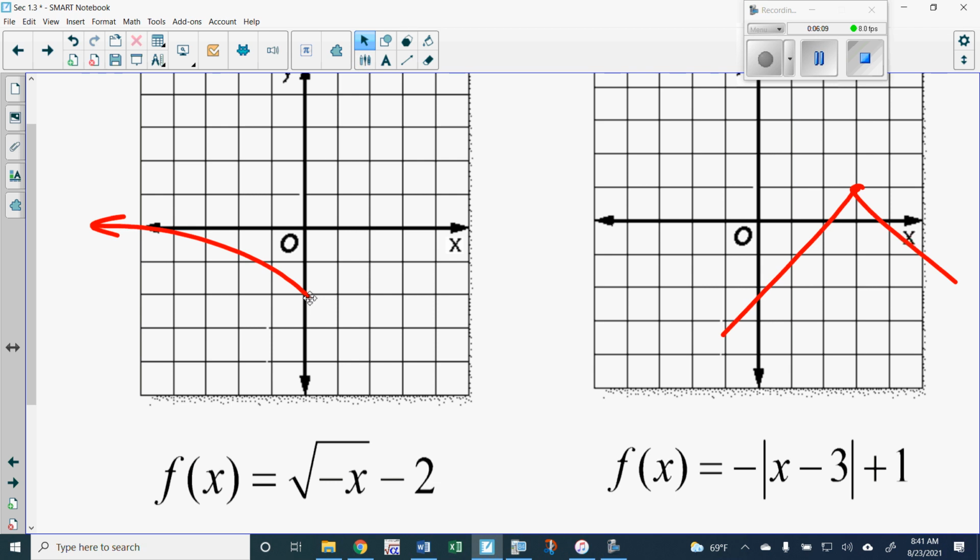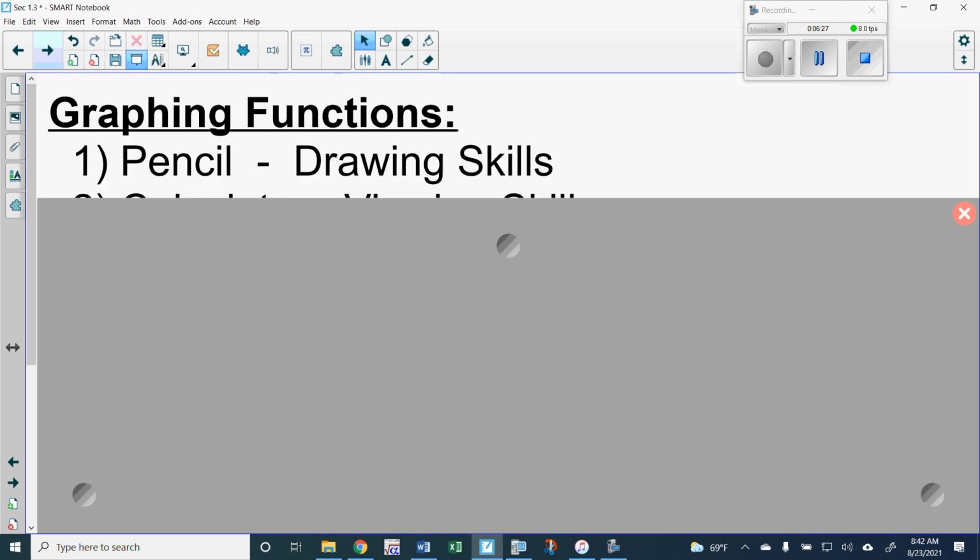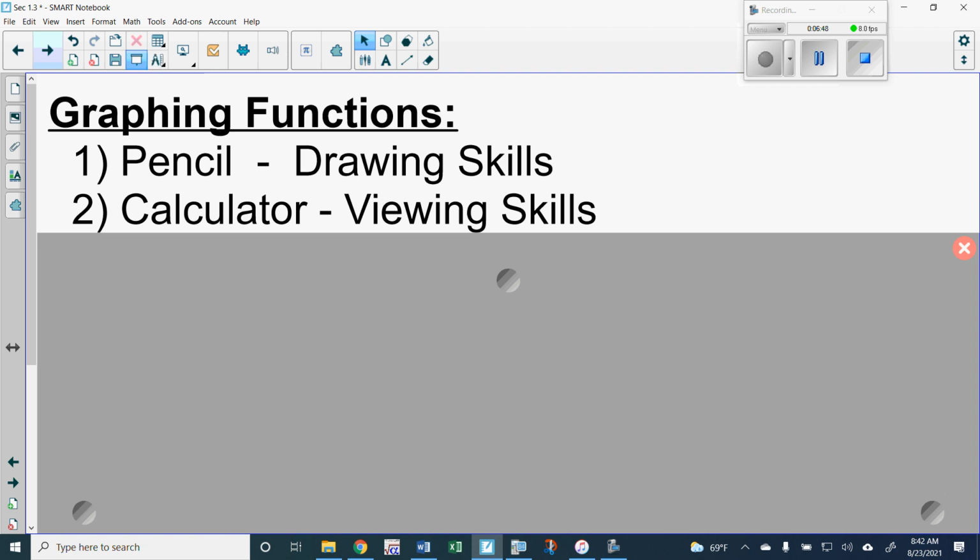All right, let's talk about graphing functions. Really there are two different ways you can graph functions, and they require different skills. The first way is you can graph it with a pencil, just like what we've been doing with our parent functions. This tests your drawing skills, how accurate you can be, and how well you know the functions. But graphing on the calculator requires a bit more understanding of what we're looking at, being able to see whether it makes sense or not.